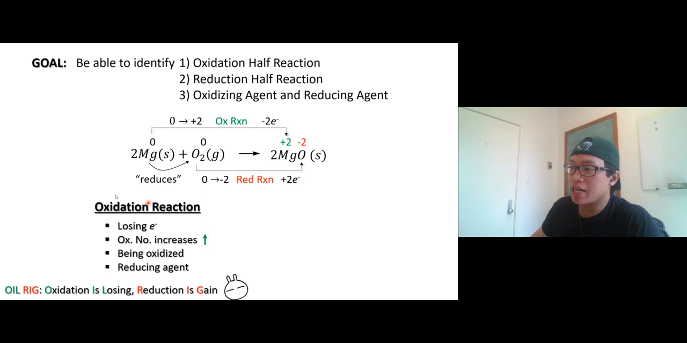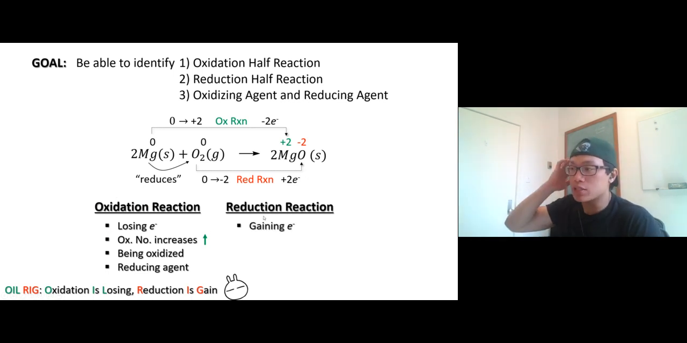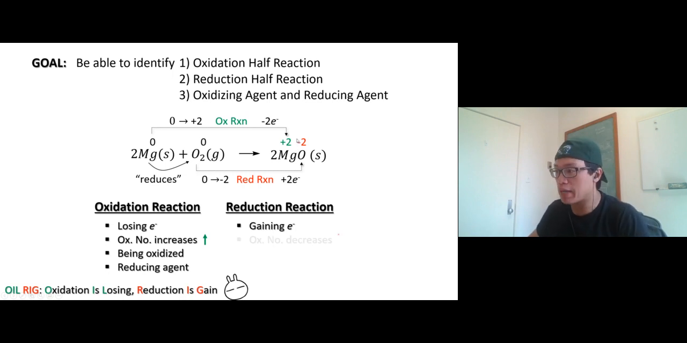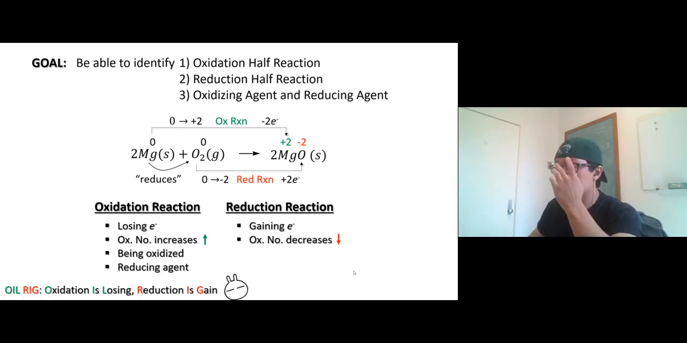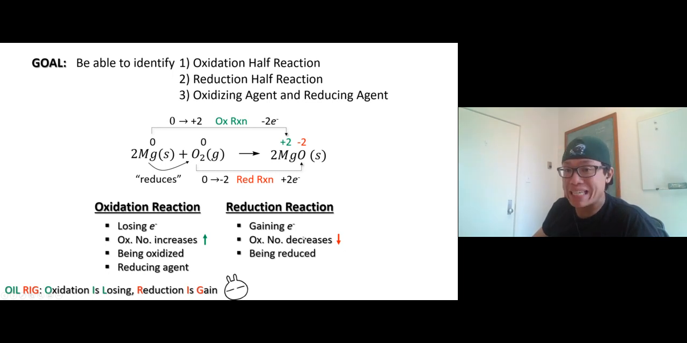So this is the half oxidation reaction. Now the other half is the reduction reaction. The characteristic of a reduction reaction is gaining electrons. Oxygen in this case gains 2 electrons, 0 to -2. Electron is negative, so when it gets more electrons the oxidation number has to go down, it decreases. At this moment, the oxygen is being reduced, and the oxygen is an oxidizing agent.